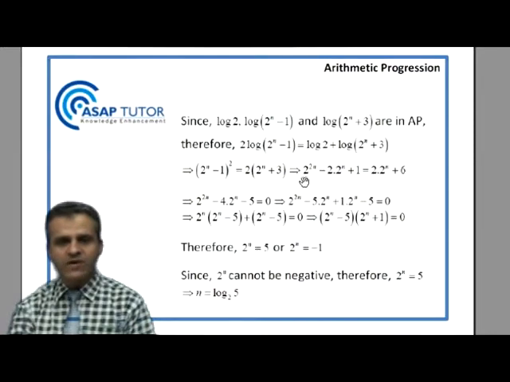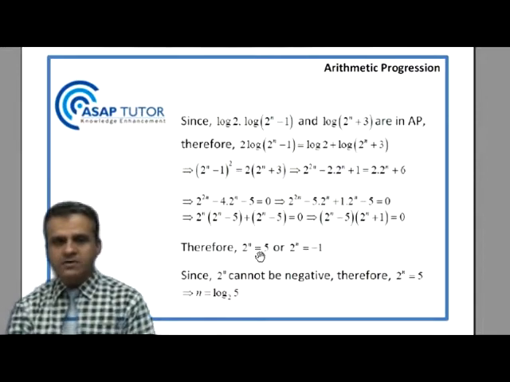Now solving it, we get 2^(2n) minus 2 into 2^n plus 1, this is the (a minus b) whole square formula, equal to 2 into 2^n plus 6. Bringing everything to the left hand side, the final equation we get is 2 into 2^(2n) minus 4 into 2^n minus 5 is equal to 0. Now we can use the factorization method to factorize it. So we get (2^n minus 5) into (2^n plus 1) is equal to 0.